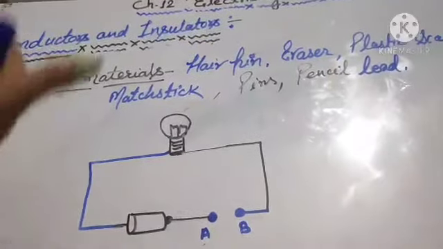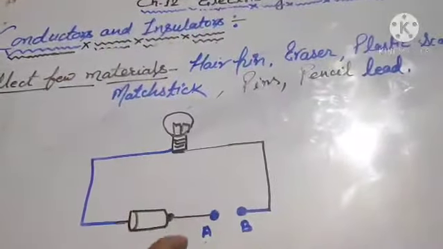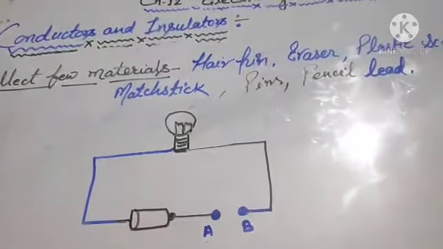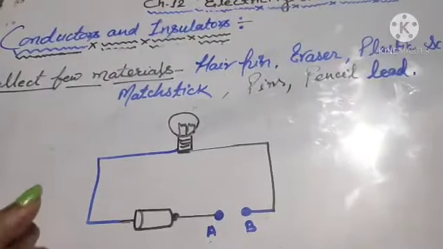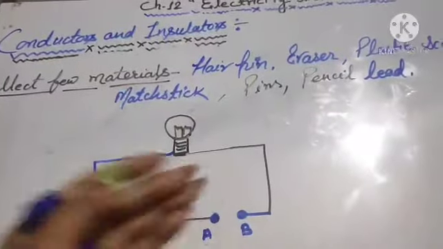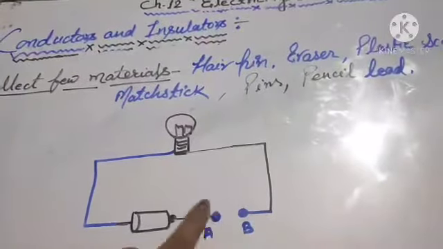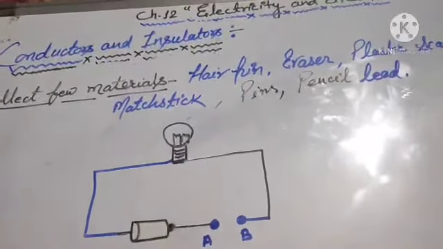Meaning when we put a hairpin between the gap of A and B, the bulb glows. So why does the bulb glow? Because the hairpin is a conductor, and it allows electric current to pass through it. So that's why electric current passes through the hairpin, and the bulb glows. All right.